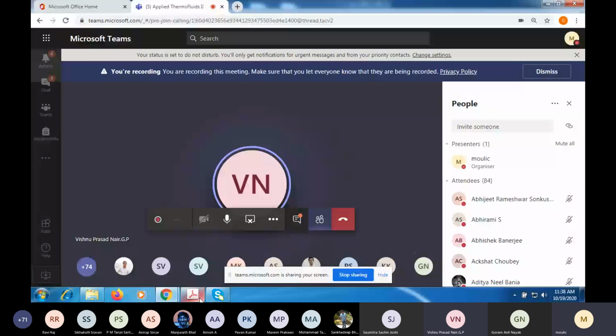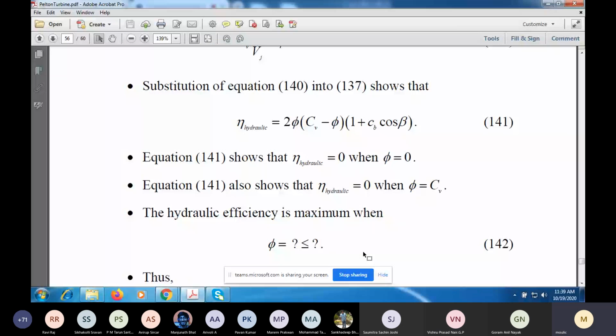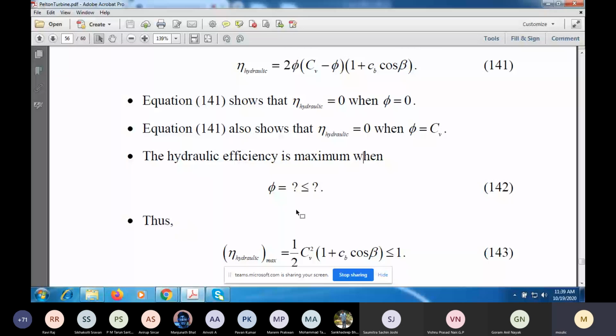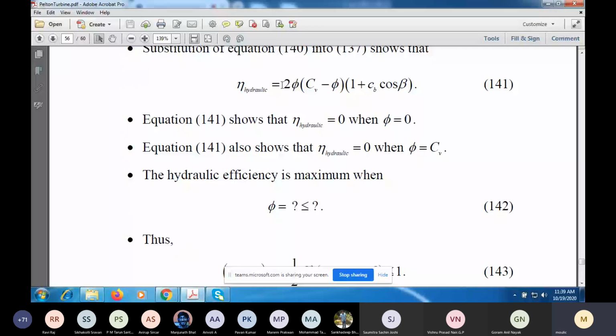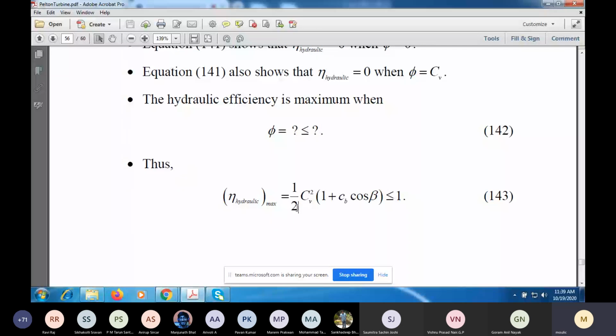Okay. So here I have not given the value. Okay, it's easy to find. It is CV by 2, which will be less or equal to half. Okay. Because CV maximum value can be 1. Okay. So if I take that value phi equal to CV by 2 here, then twice phi will be CV. And CV minus CV by 2 will be another CV by 2. So you'll have CV squared and a half here into 1 plus CV cos beta.